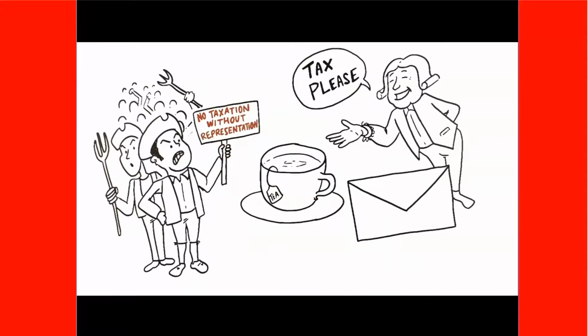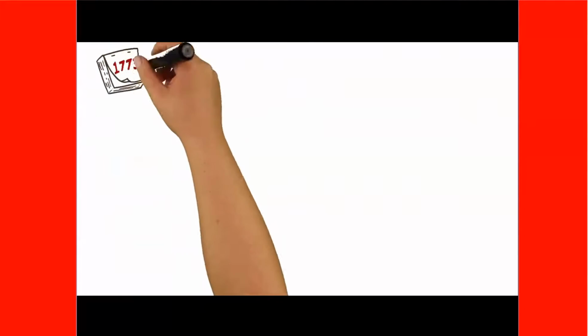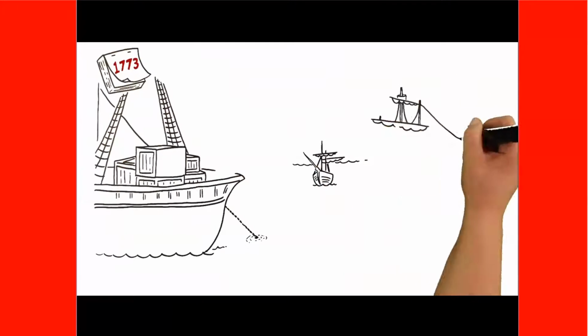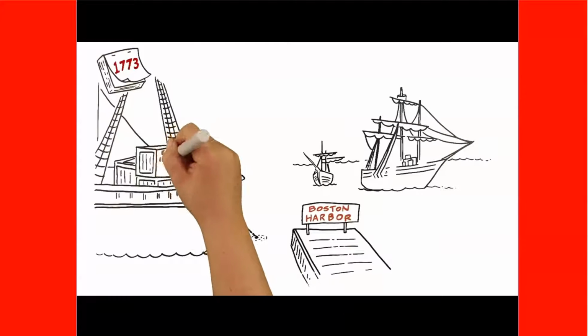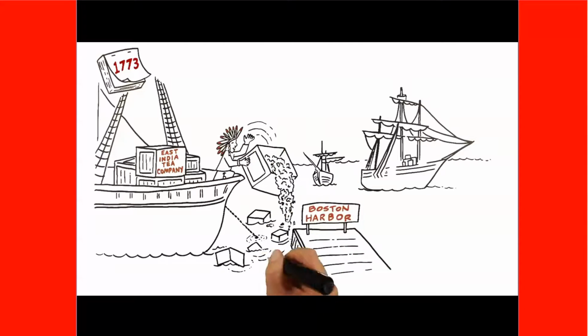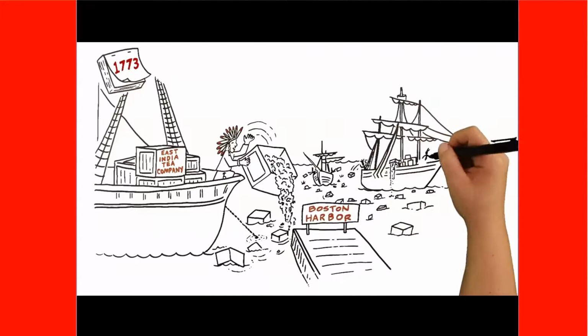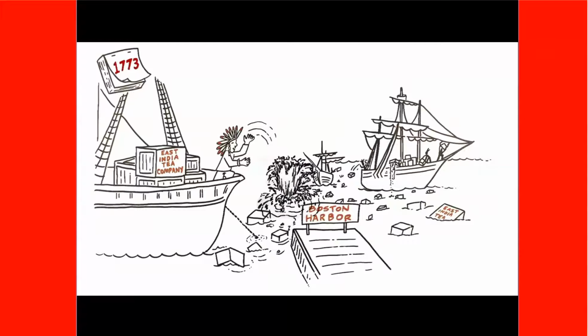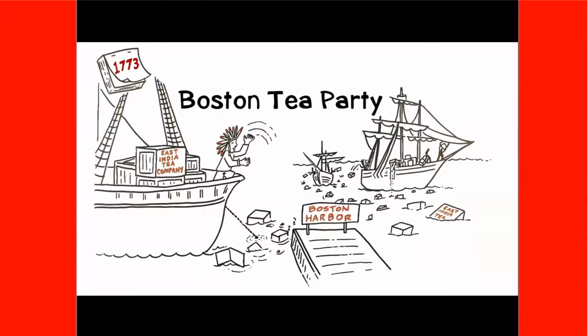They had had enough, so they decided to stop paying taxes completely. But they were just getting started. In 1773, 3 British ships delivering tea from the East India Tea Company were ambushed by colonists disguised as American Indians. They dumped all the tea into the harbor. This act of aggression went down in history as the Boston Tea Party.